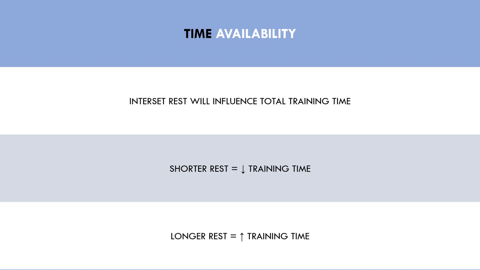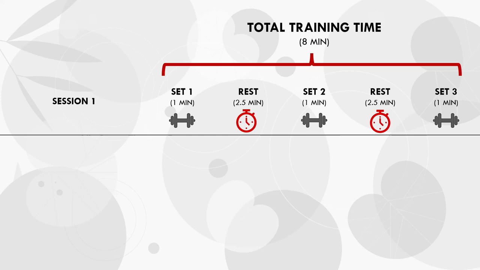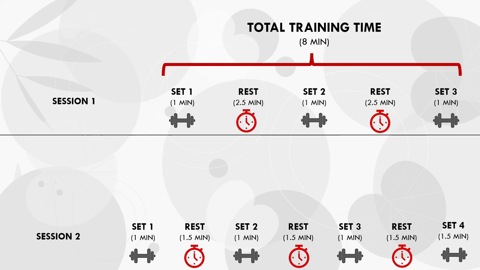Related to time available to train is training volume. Because longer rest periods will extend our training time, it may limit how much volume we can train with, while shorter rest periods may allow us to train with more volume in the same time frame. For example, let's say we were to perform 3 sets of an exercise with 2.5 minutes rest between sets. Assuming each set takes around 1 minute, the total training time would be 8 minutes. However, if we were to cut our rest periods to 1.5 minutes, we would be able to perform 4 sets in 8.5 minutes. So we would be able to perform an additional set in around the same time frame.